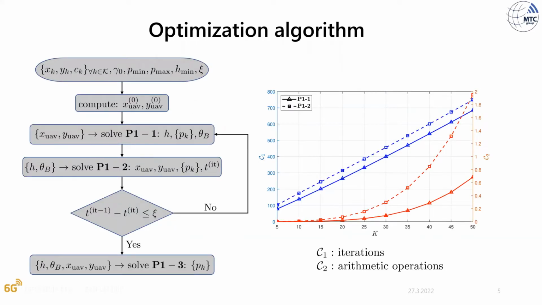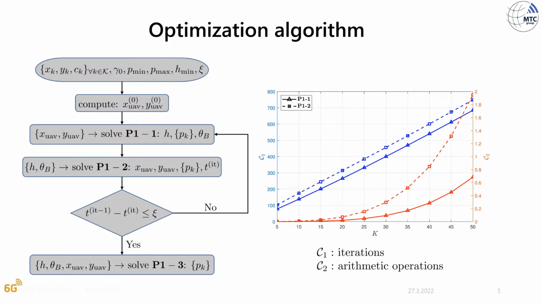The optimization algorithm splits the original problem, which is non-convex and highly nonlinear, into three GP problems. The idea is that each problem solves for a different set of variables. For instance, the first problem takes as input the position of the UAV, and then it outputs the height, the power allocation, and the beamwidth of the antenna, while the second one takes the height and the beamwidth of the antenna and solves the 2D position of the UAV, the power allocation, and some parameter T that we use for measuring convergence.